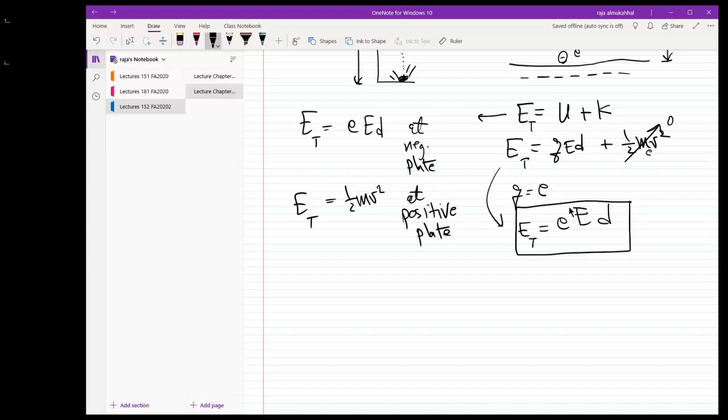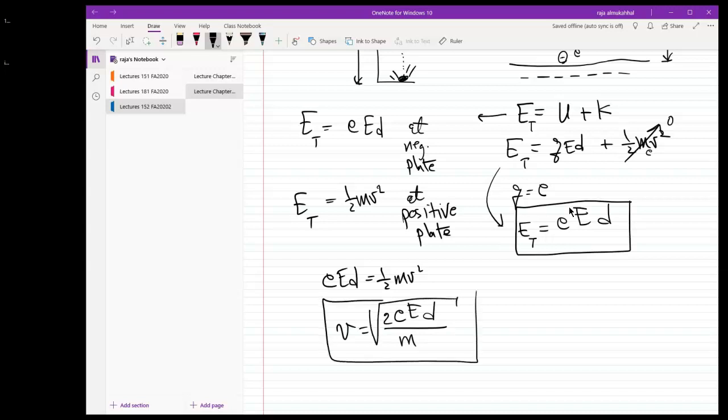And I can equate them together like that. And then if he's asking for the velocity, for example, it's just going to be the square root of 2eEd over the mass of the electron, which I can look up if I don't know what it is. And there we go. I have the velocity for the electron just before it hit the plate. You got that, guys? This is actually a solved example.